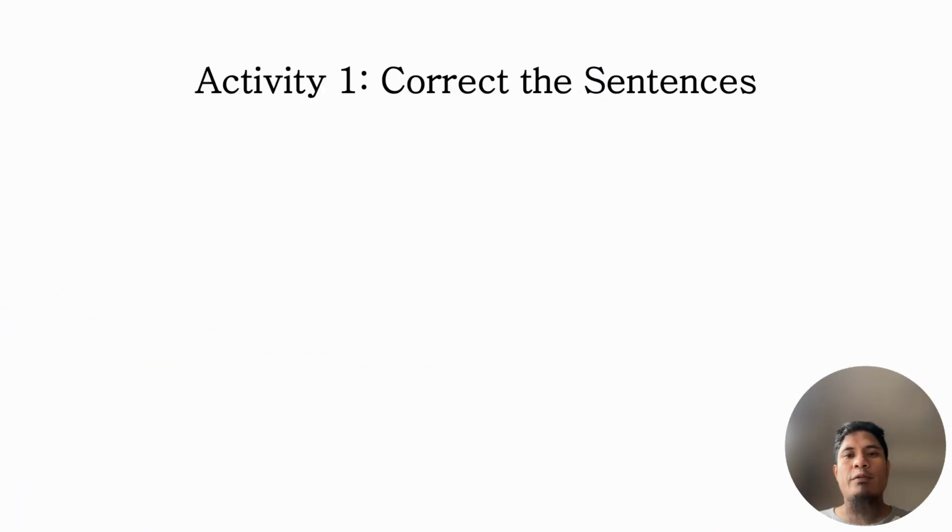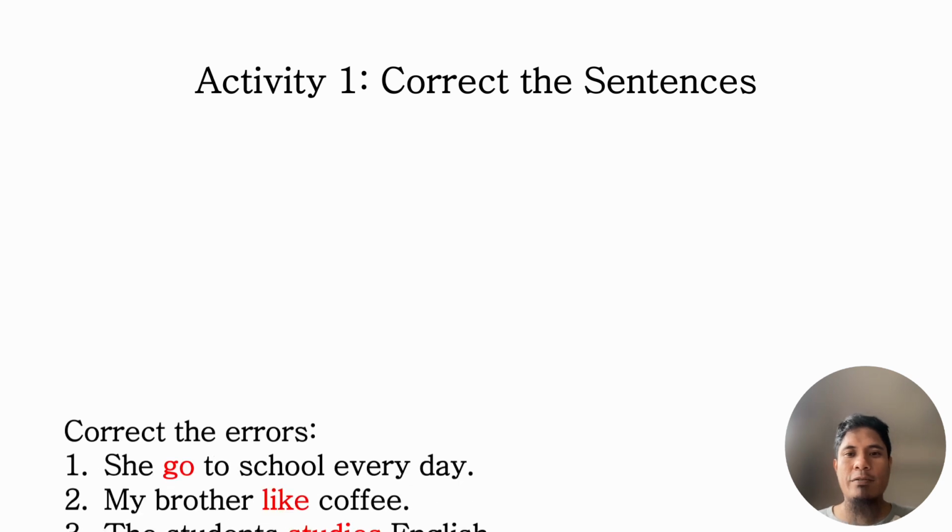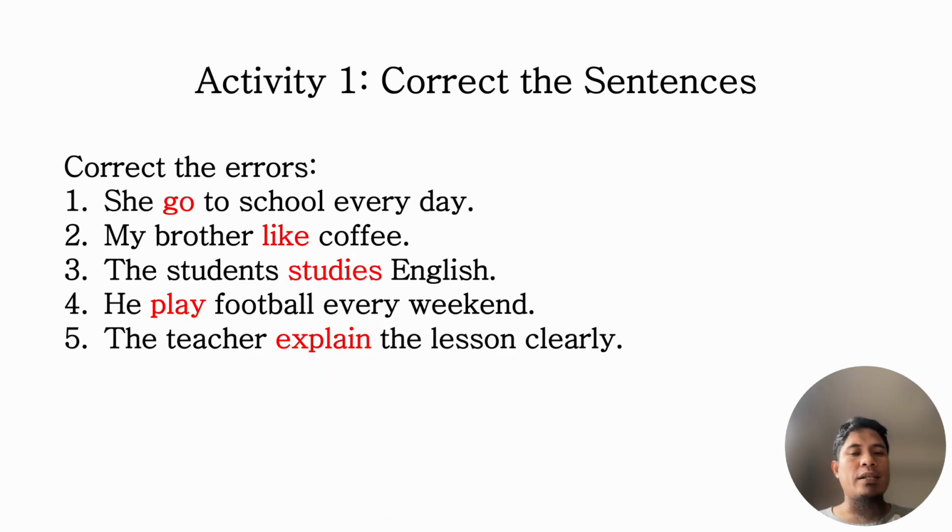Now let's practice identifying and correcting subject-verb agreement errors. On this slide you will see 5 sentences. Each sentence contains an agreement error. Your task is to read each sentence carefully and correct the verb so that it agrees with the subject. Take your time and think about whether the subject is singular or plural. Pause the video now and write your corrections before continuing to the next slide, okay?